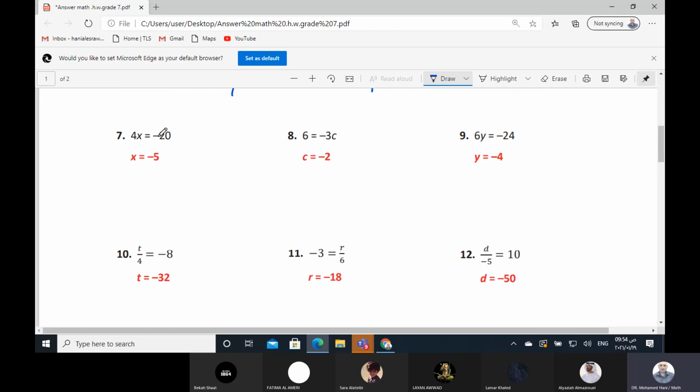Exercise number 7, we have 4x equals minus 20. Here we have a coefficient because 4 is multiplied by the variable. How to remove the coefficient? Divide the two sides by the coefficient. Divide here by 4 and divide here by 4. Now 4 divided by 4 will be 1x. 1x means x. And minus 20 divided by 4, minus divided by positive will be minus. 20 divided by 4 will be 5. So the value of x will be minus 5. Who has any question here?